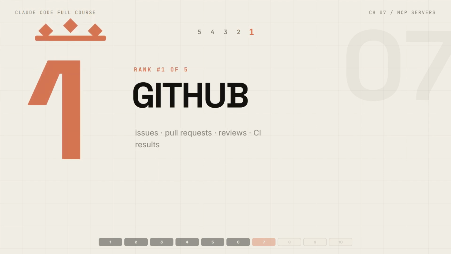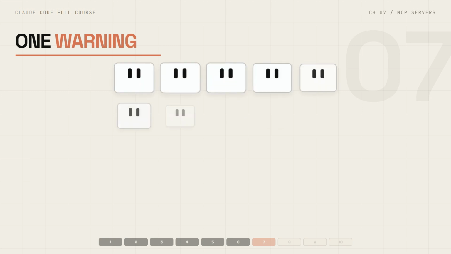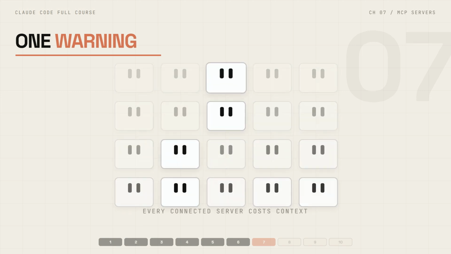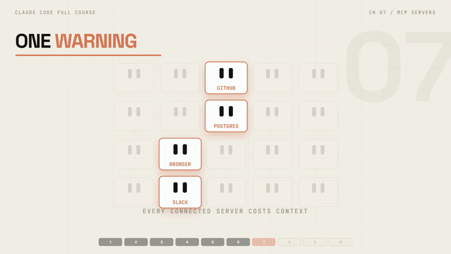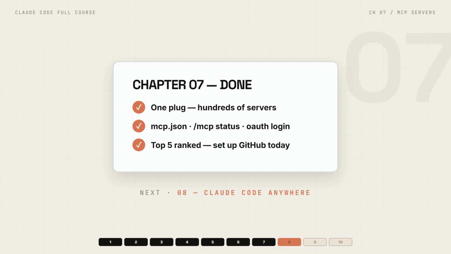GitHub. Issues, pull requests, reviews, CI results. Once connected, "look at the failing check on PR 12" just works. This is the one to set up today. One warning from experience, don't connect 20 servers because you can. Each costs context. Connect what you use this week. Add the rest when you need them. MCP is where Claude Code stops being a coding tool and becomes your command center. Next, running it everywhere. Your server, your browser, your phone.